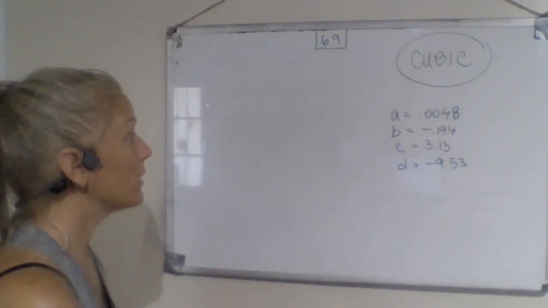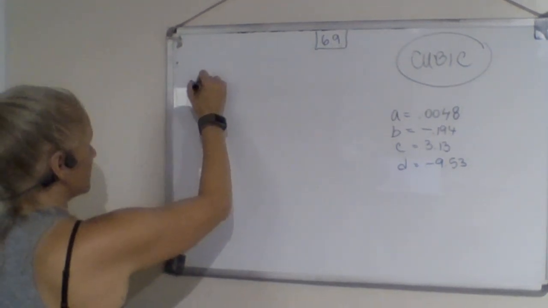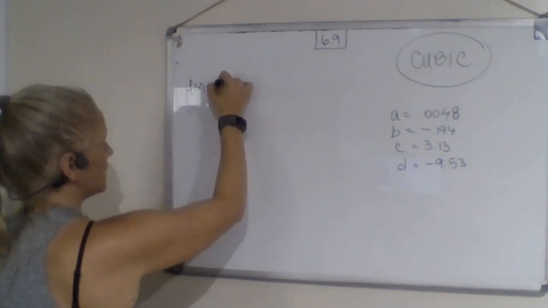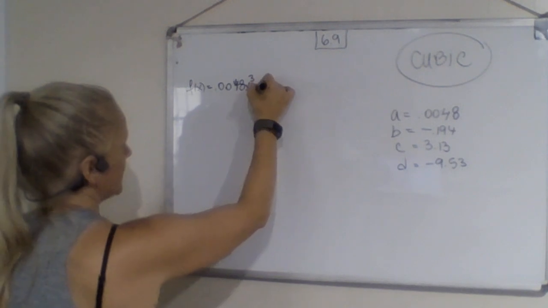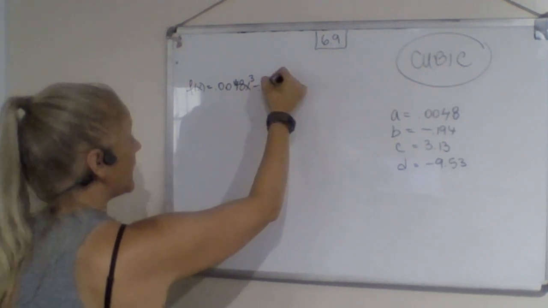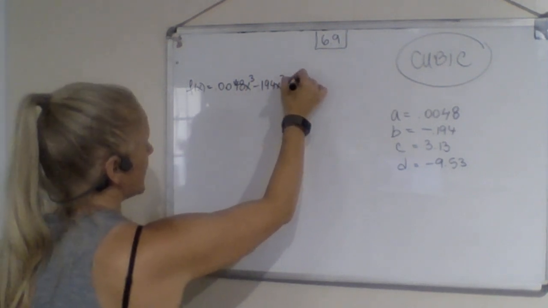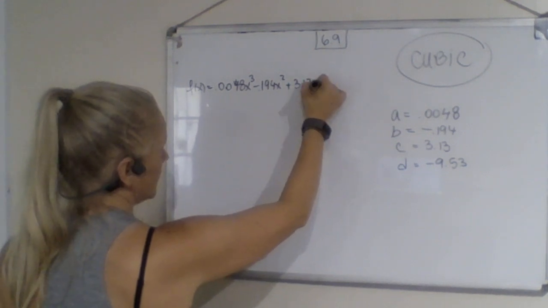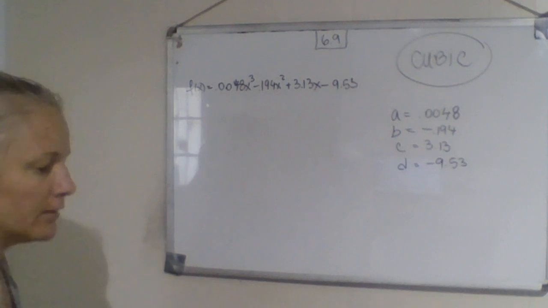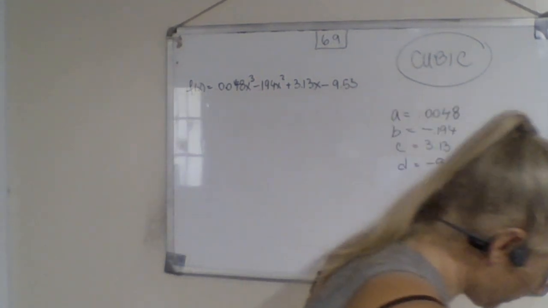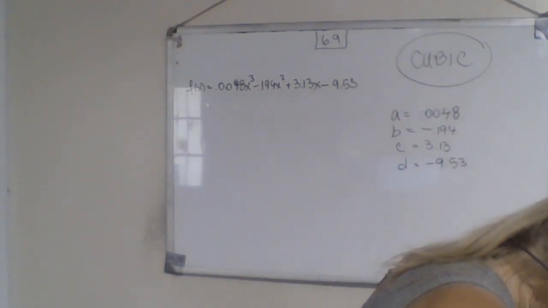Whatever. So now I can write my function. F of x equals, I know it's cubic, 0.0048x to the third minus 0.9194x to the second plus 3.13x minus 9.53. There's my model. It's given to me by the calculator. I don't have to do squat, right? That is my cubic model.